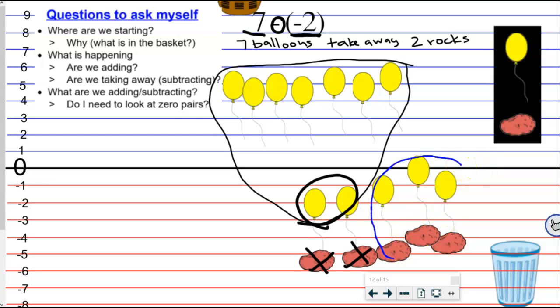And I like that because the 0 pairs aren't just there when we need them. They're there all the time. Even if we're done with the problem, the 0 pairs are still there. So I like that demonstration. 7 balloons take away 2 rocks. Remember, we had to look at the 0 pairs to find the rocks. And when I look at the 0 pairs to find the rocks, that means I can take away those rocks, leaving me with just the balloon part of the 0 pair. So 7 minus a -2 made that basket go up to 9.